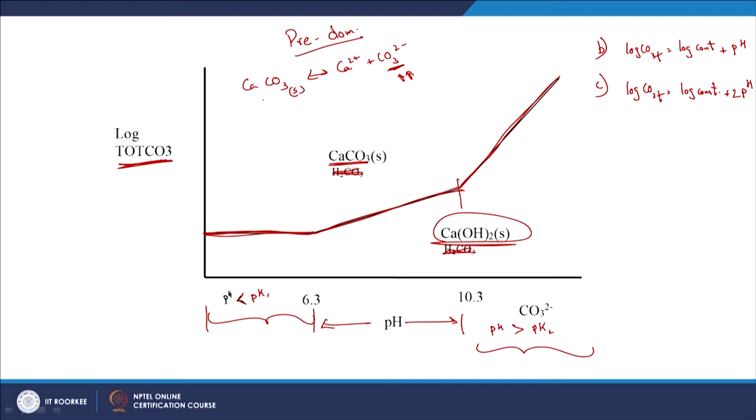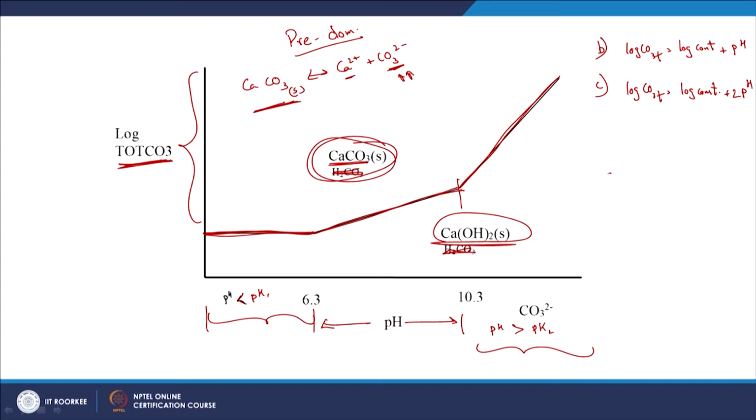This particular backward reaction would be feasible, as in more of the CaCO3 would be formed, leading to less Ca2+, as in CaCO3 would predominate. So that's why you see that at higher log total CO3, CaCO3 is predominating, right.